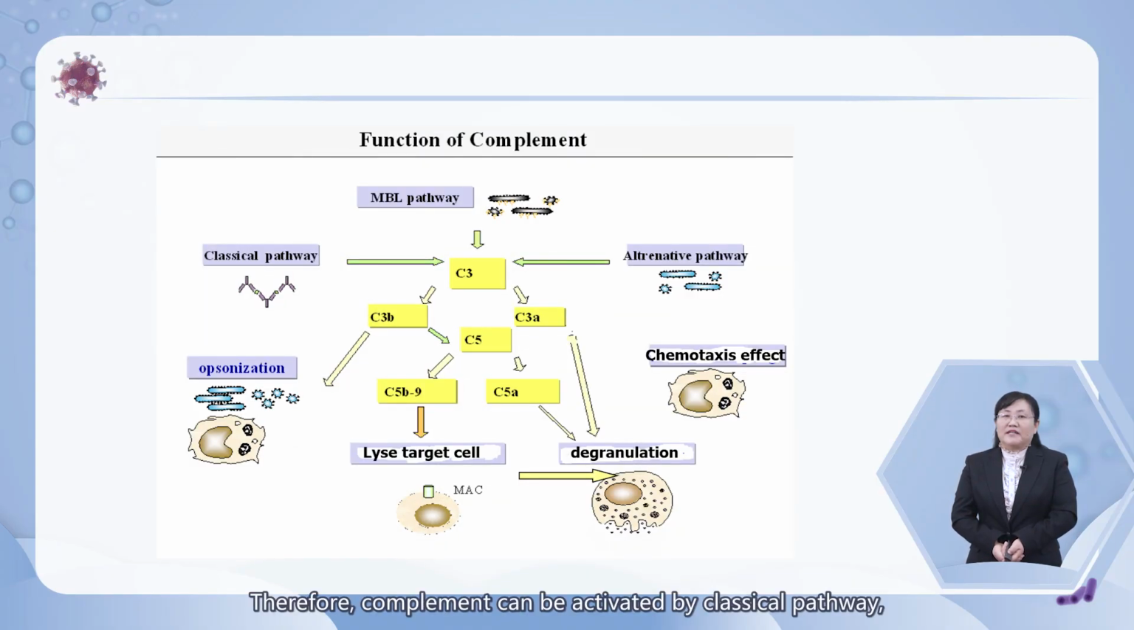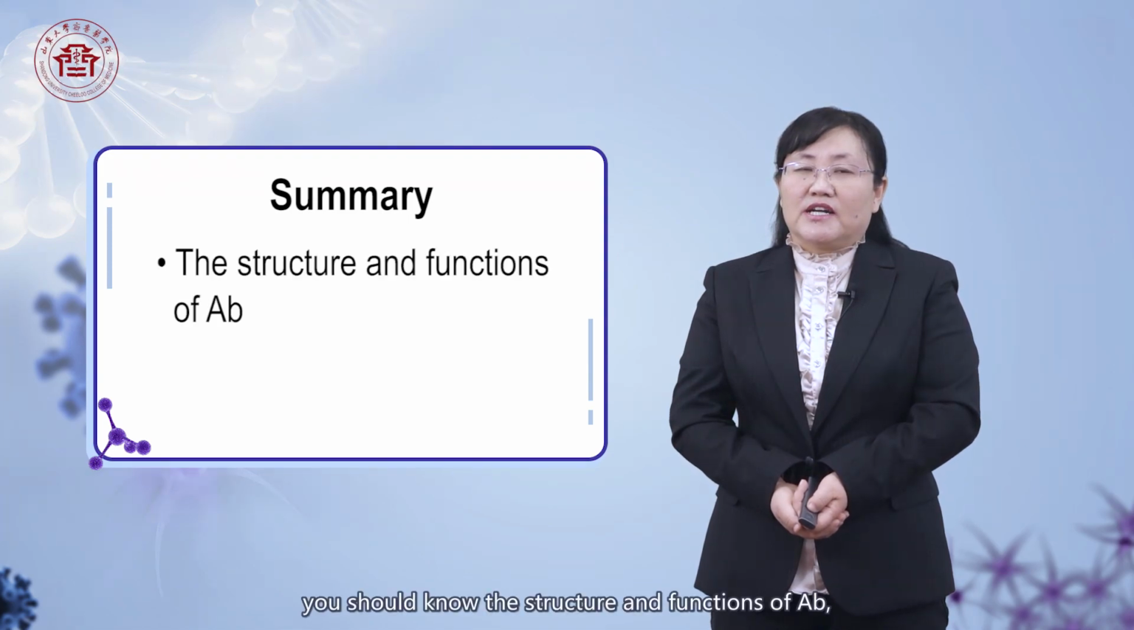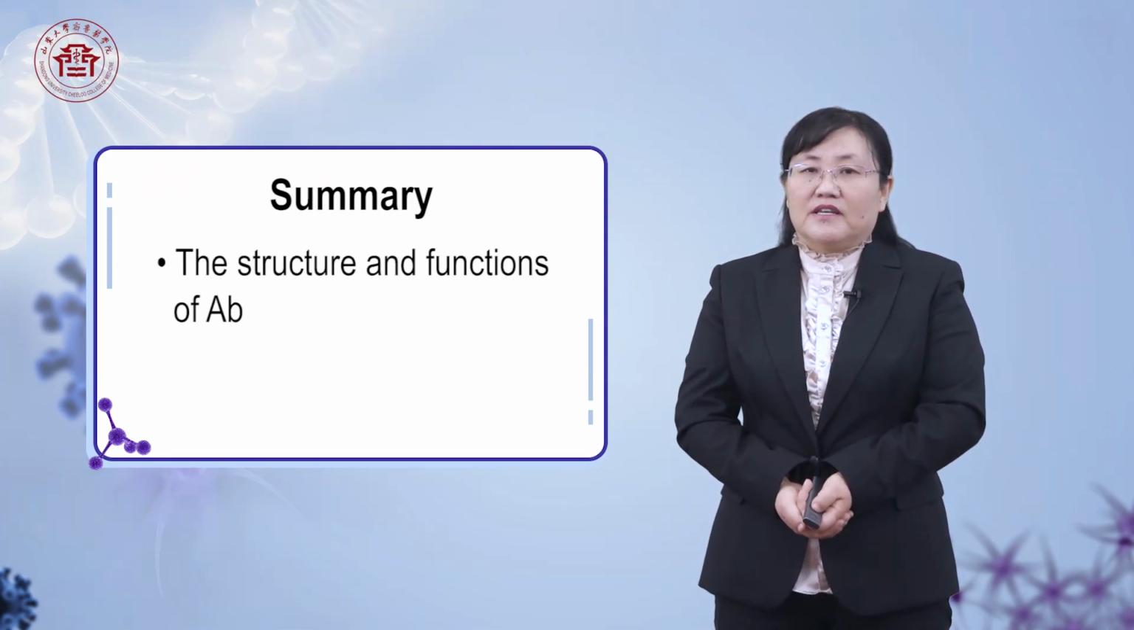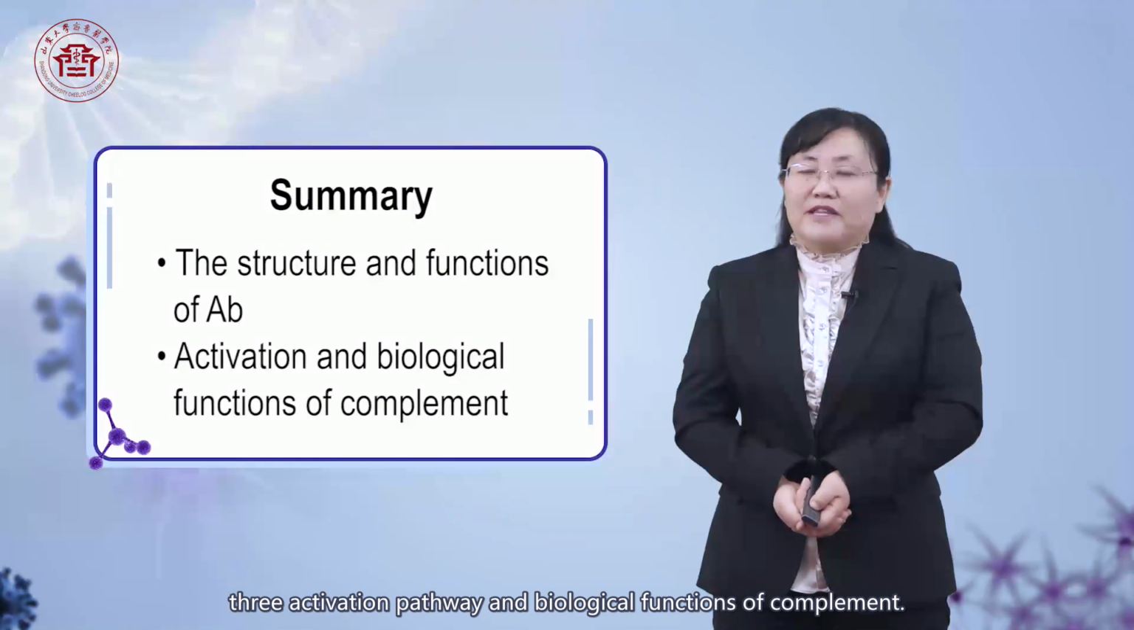Therefore, complement can be activated by the classical pathway, MBL pathway, or alternative pathway. Activated complement mediates lysis of bacteria and cells, opsonization, elimination of immune complex, inflammatory reaction, and immune regulation. In this section, you should know the structure and functions of antibodies, the 3 activation pathways, and the biological functions of complement.